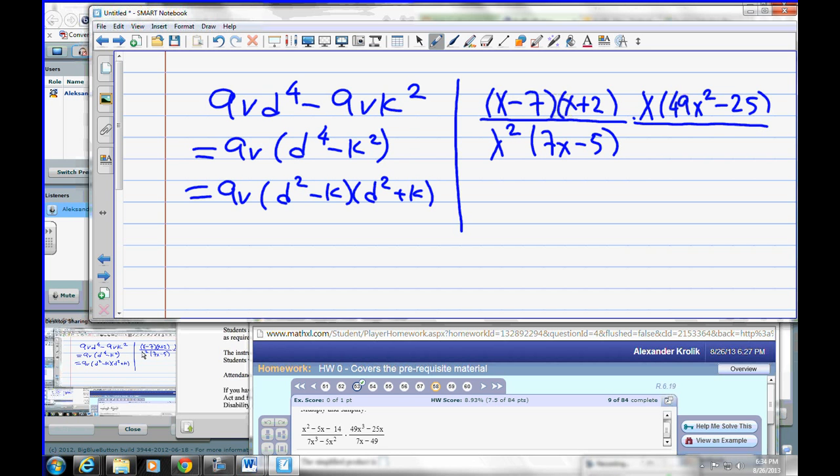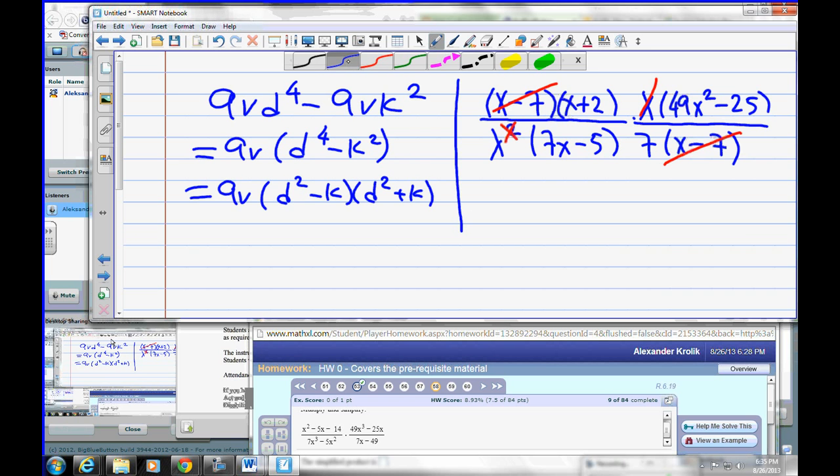Over 7x minus 49, I can definitely take out a 7 from that one. Right? Right away, I can cross two things out. What can I cross out? X minus 7. Okay, x minus 7. I can do one of the x's. I have x and x squared, so that x and one of those. Is that okay? But I can still factor this thing.